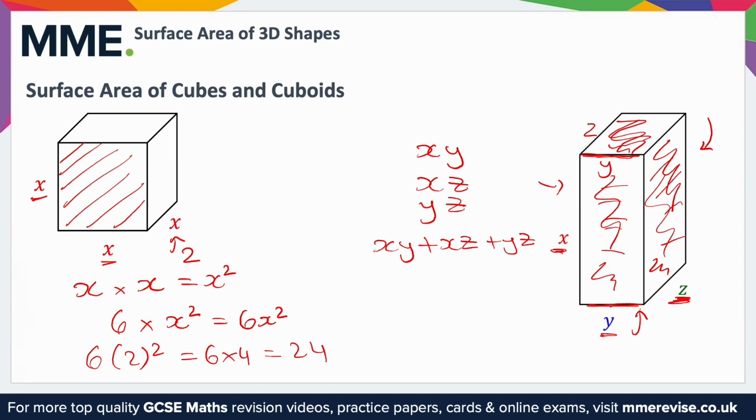But remember, there's 2 lots of each of these, because the top, of course, there's a bottom which is exactly the same. The front, there's a back which is exactly the same. And the right-hand side, there is a left-hand side that's exactly the same. So just times this by 2. And then that will give you the surface area of the cuboid.